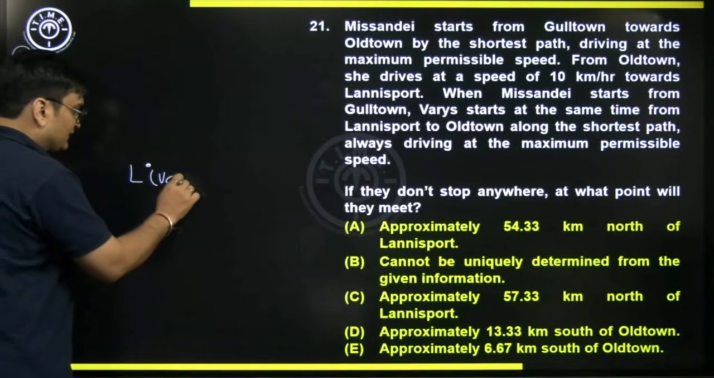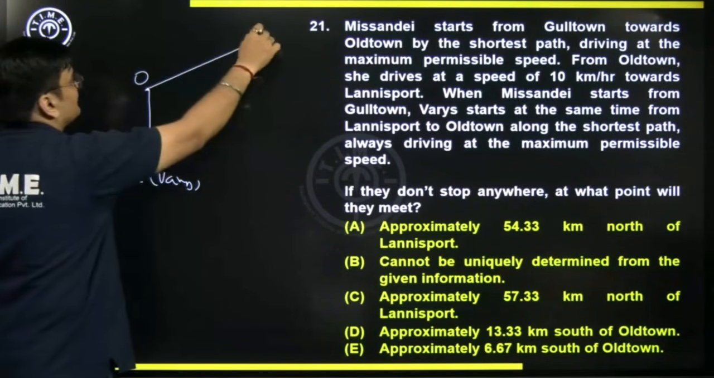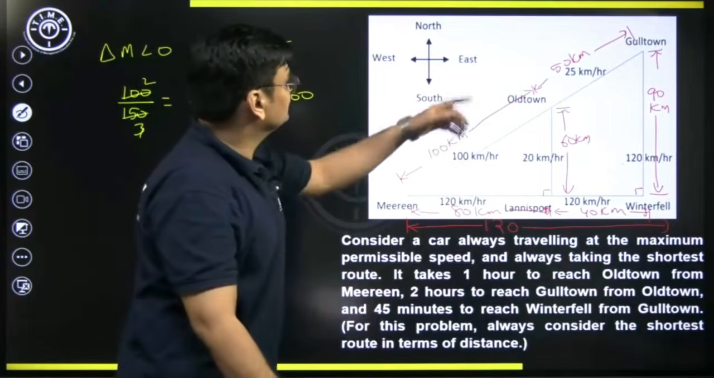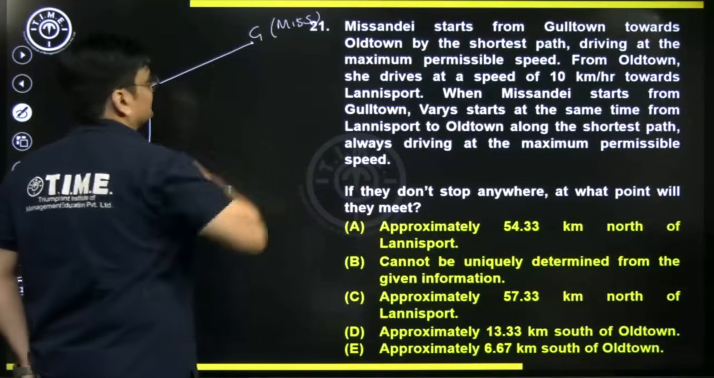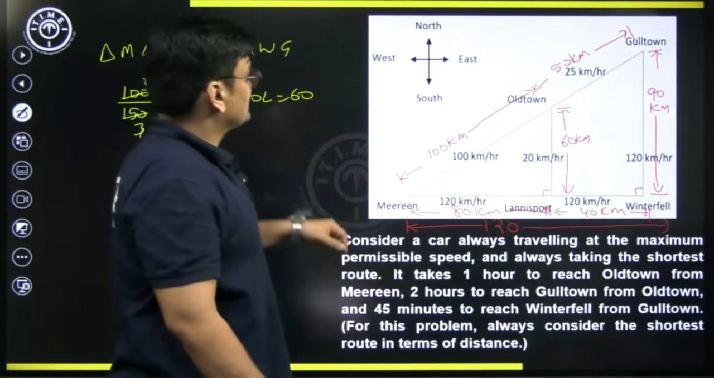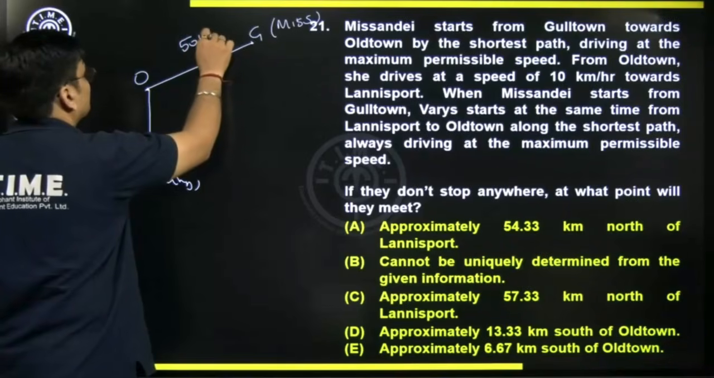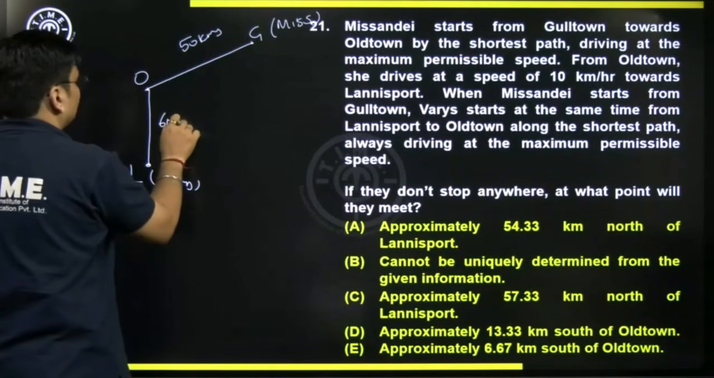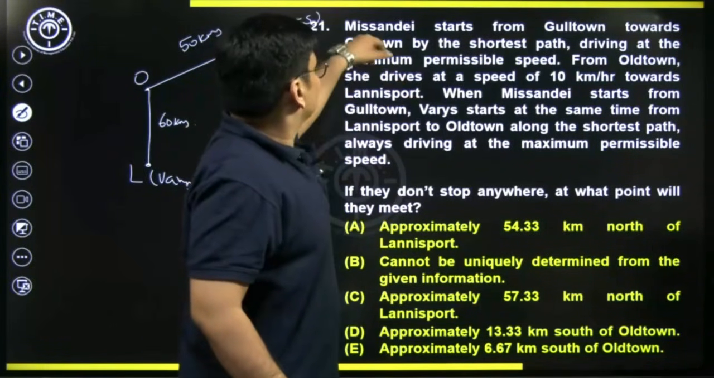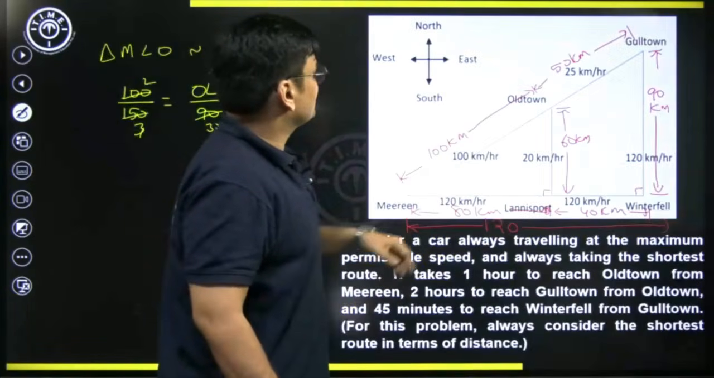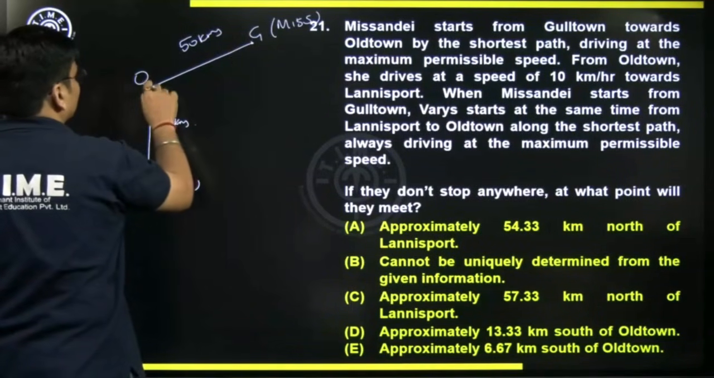So, Varys is starting from here. So, he will go to Old Town O and Gultown G, and Missandei is starting at Gultown. Missandei starting here, and we know from the calculations we have performed, this distance is 60 kilometers. Now, Missandei travelled at maximum permissible speed, which is 25 kmph, that means she will reach here in 2 hours. So, after 2 hours, Missandei will be here.